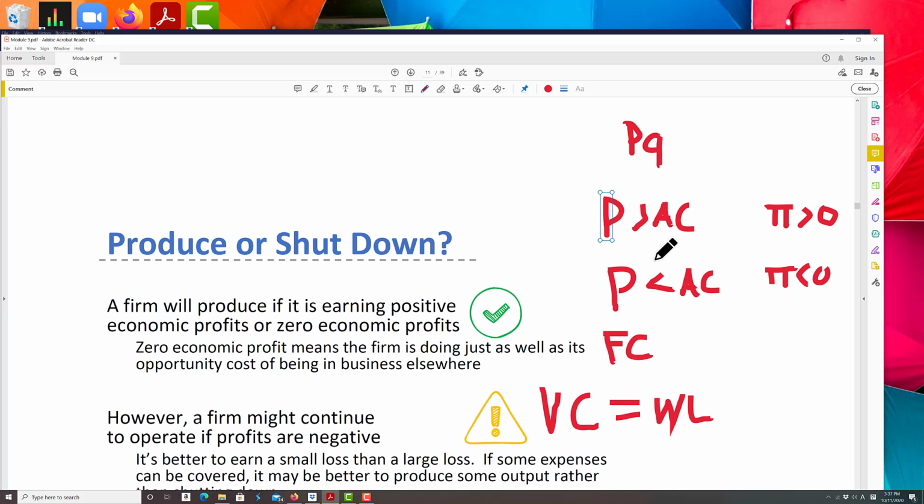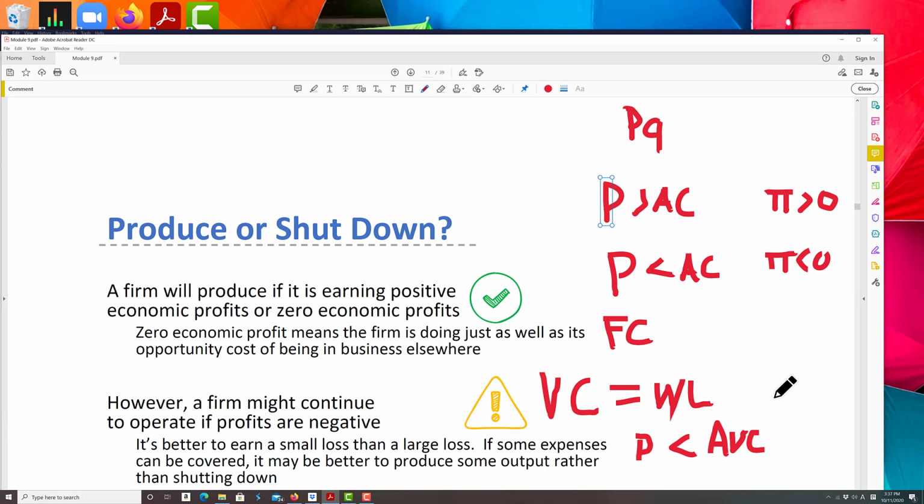But if price level ever falls below the minimum of average variable cost, the firm needs to shut down the factory and give notice to all the employees that they are not required at the factory. This way you can cut your losses. You can minimize your losses equal to the amount of fixed cost.